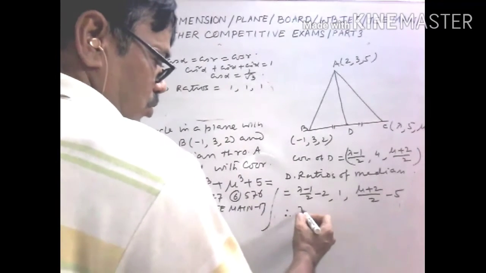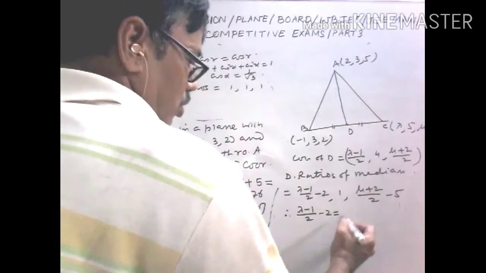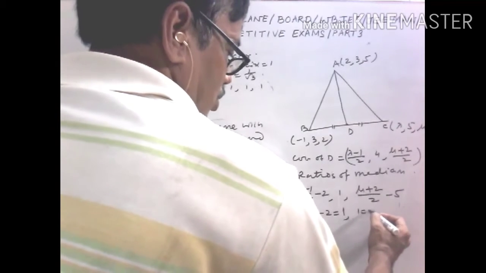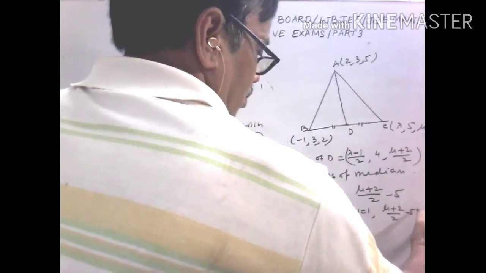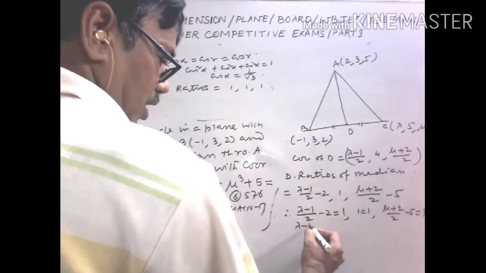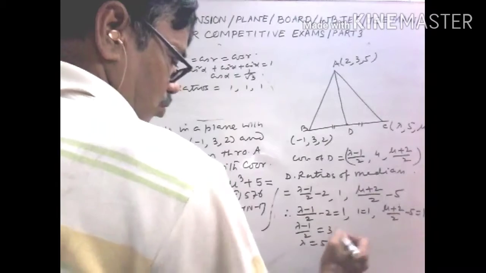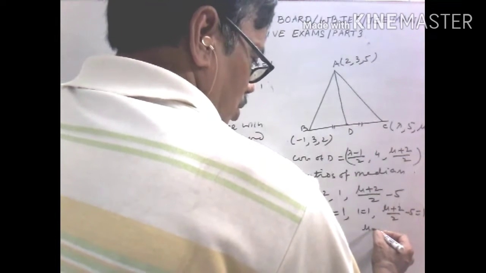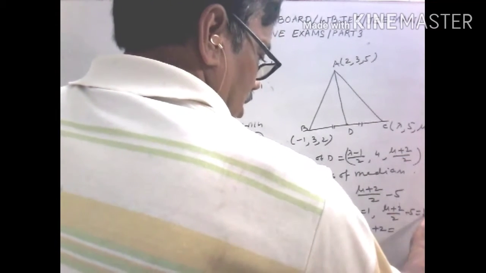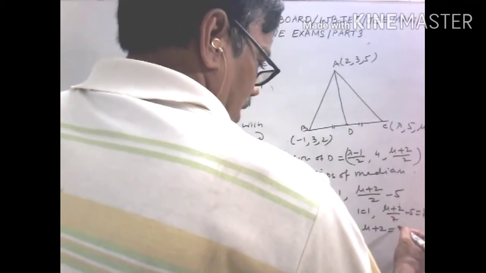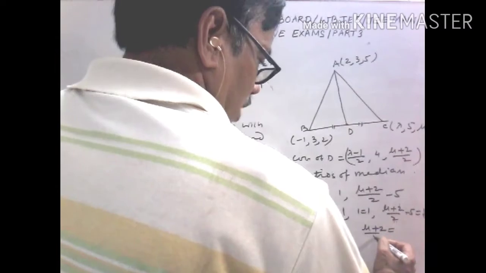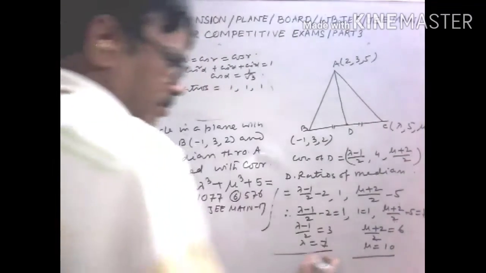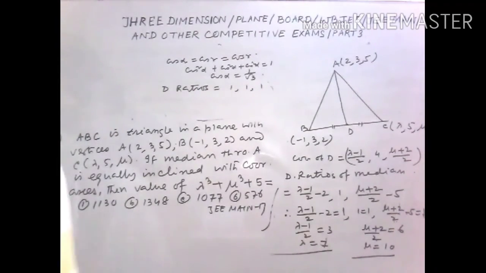Therefore what we are getting: (lambda minus 1) by 2 equals 1, and 1 equals 1, and (mu plus 2) by 2 minus 5 equals 1. So (lambda minus 1) by 2 equals 3. So lambda equals 7. Here (mu plus 2) by 2 equals 6. So mu plus 2 equals 12, so mu equals 12 minus 2, that is 10.